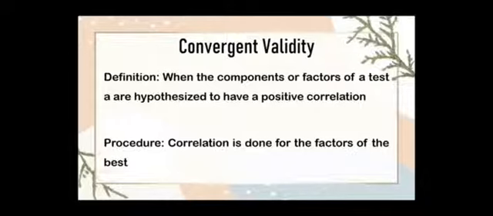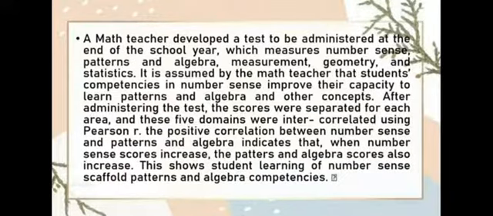Convergent validity is when the components or factors of a test are hypothesized to have a positive correlation. In convergent validity, a correlation is done for the factors of the test. Example situation: a math teacher developed a test to be administered at the end of the school year, which measures number sense, patterns and algebra, measurement, geometry, and statistics. It is assumed by the math teacher that students' competencies in number sense improve their capacity to learn patterns and algebra and other concepts.